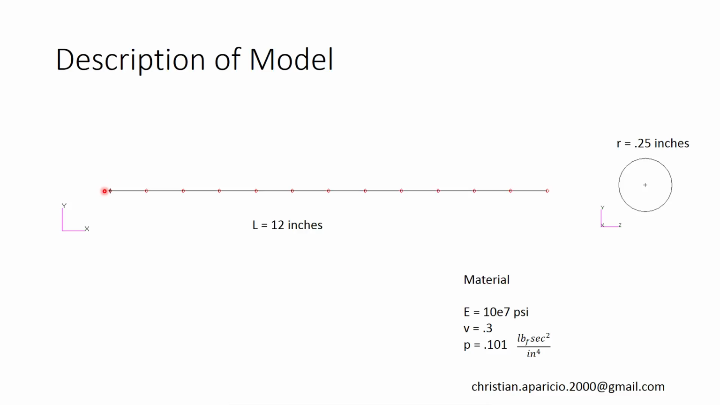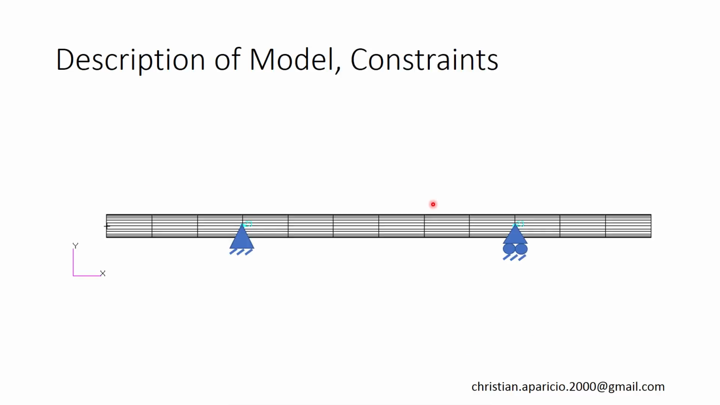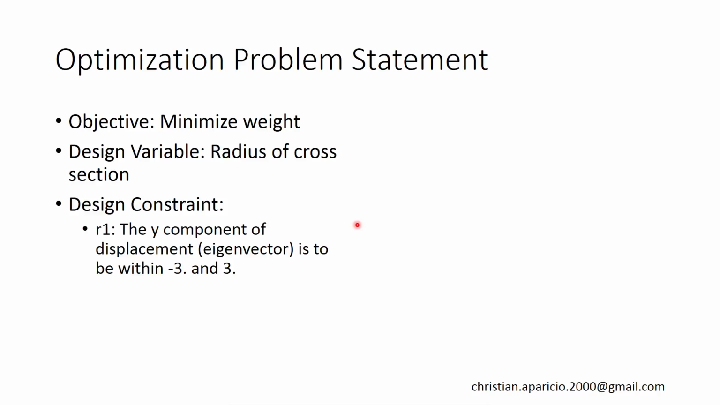We have a rod that's 12 inches in length. Our beginning cross-section has a radius of 0.25 inches. Again, we are pinning it at this point that you see me highlight with the laser, and we are also pinning it at this point that you see me circle here. And here this image summarizes what I just said.